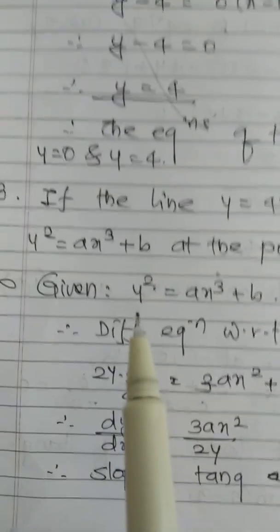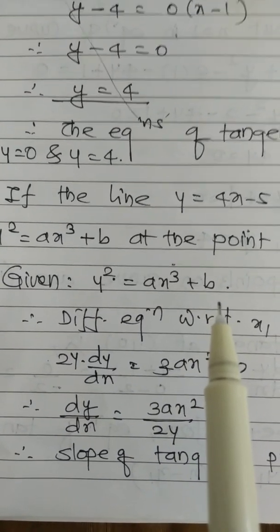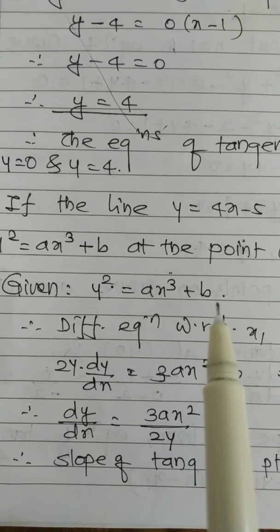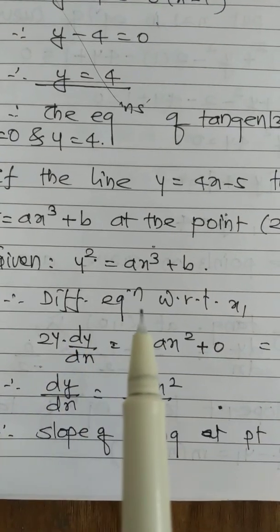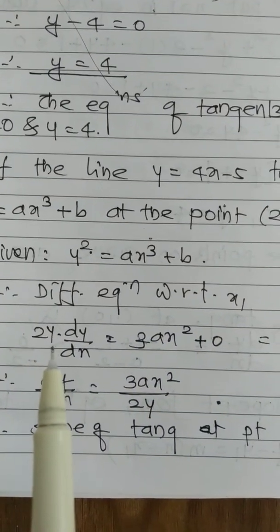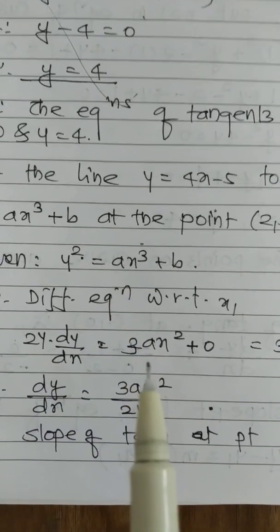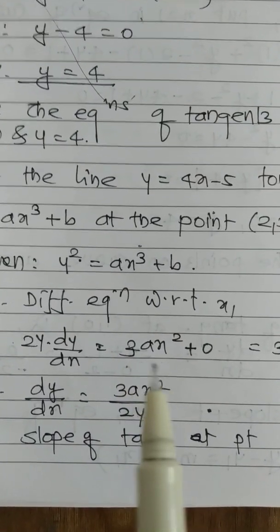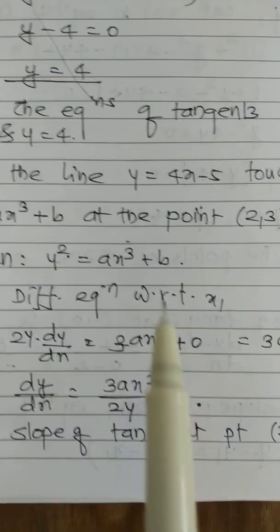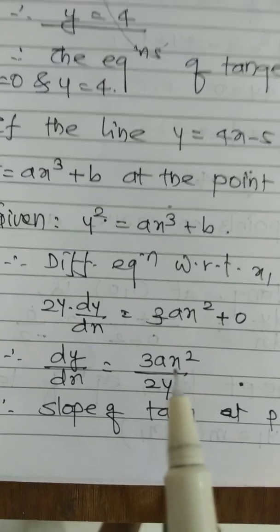First of all, given y squared equals ax cubed plus b. The line is tangent to the curve, so we have to consider the value of dy/dx at that particular point. So we differentiate the equation with respect to x. 2y dy/dx equals a, a constant outside the derivative, but the derivative of x cubed is 3x squared. So it is 3ax squared, plus b is a separate constant, so its derivative is 0.